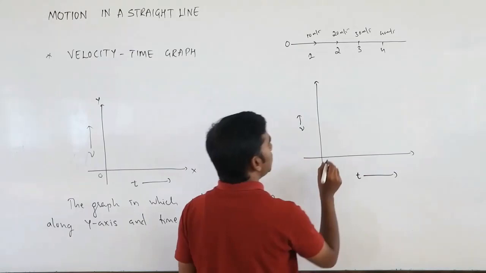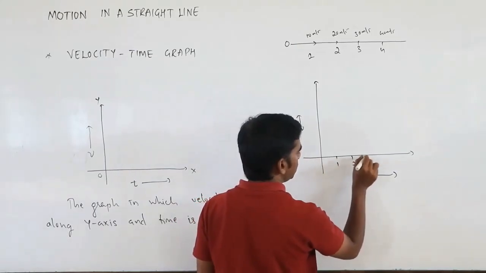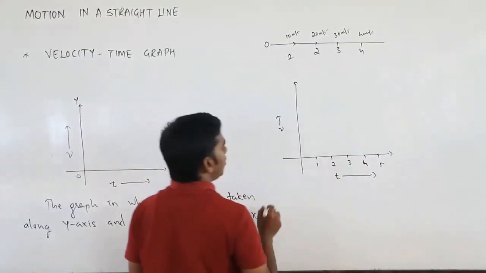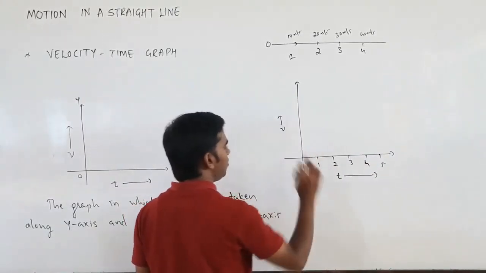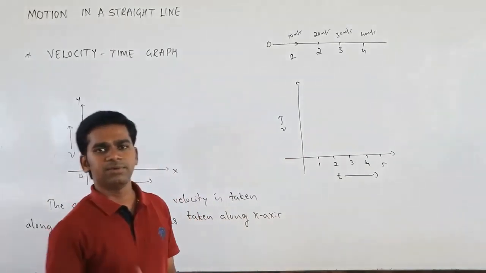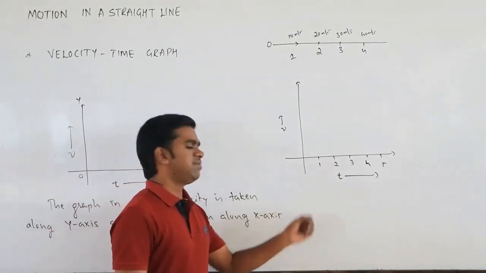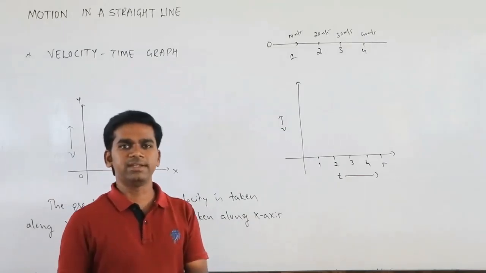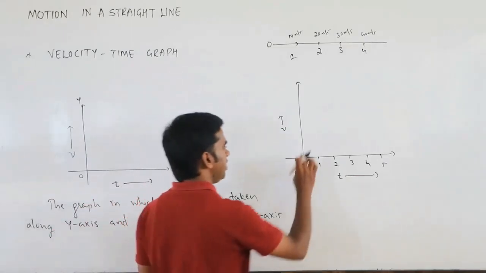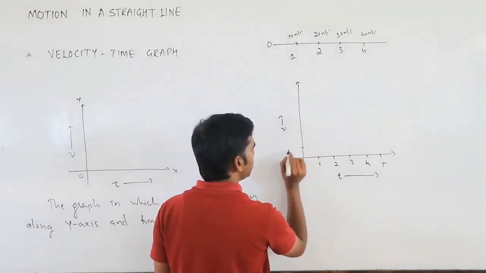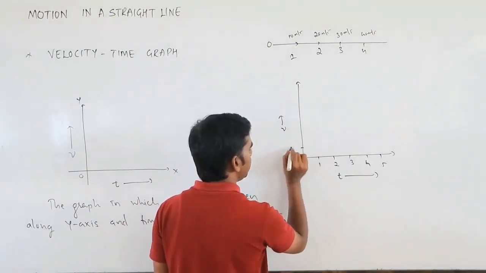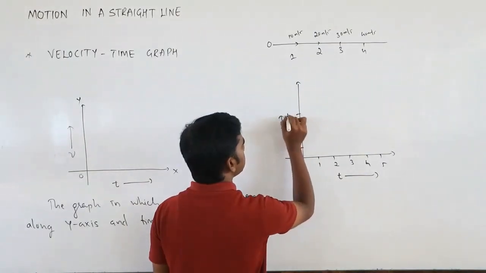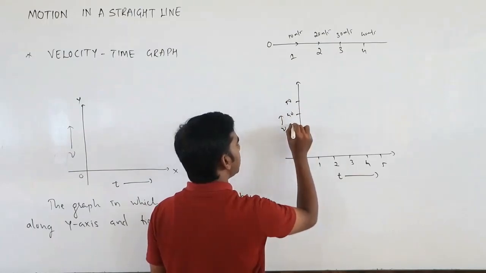Take time intervals here: 1, 2, 3, 4, 5. For velocities, you have to define the scale. I told you at the very beginning, without defining the scale there is no meaning for the graph, even in your theory or practicals. So I can define 1 centimeter equals 10 meters per second as velocity. This is 10, then 20, 30, 40, 50, 60, and so on.